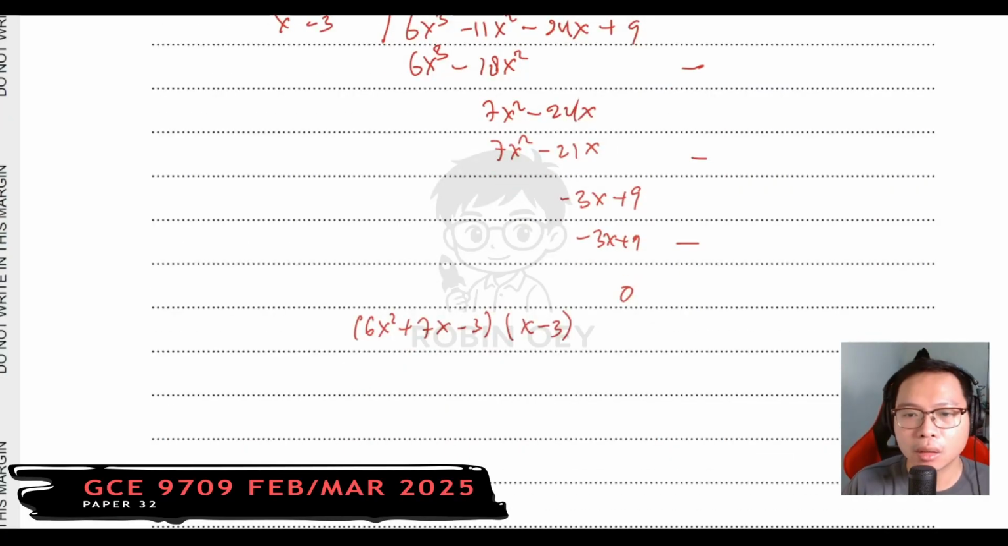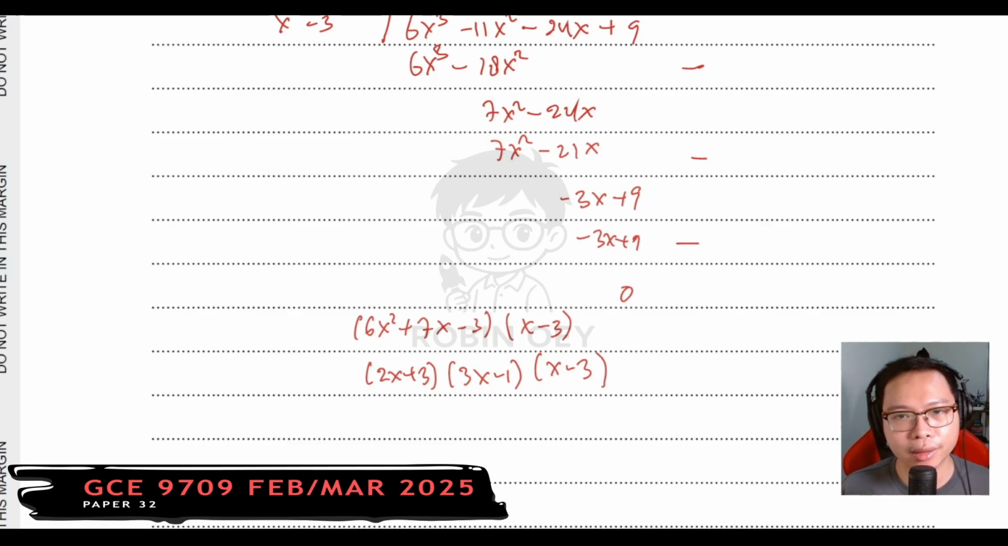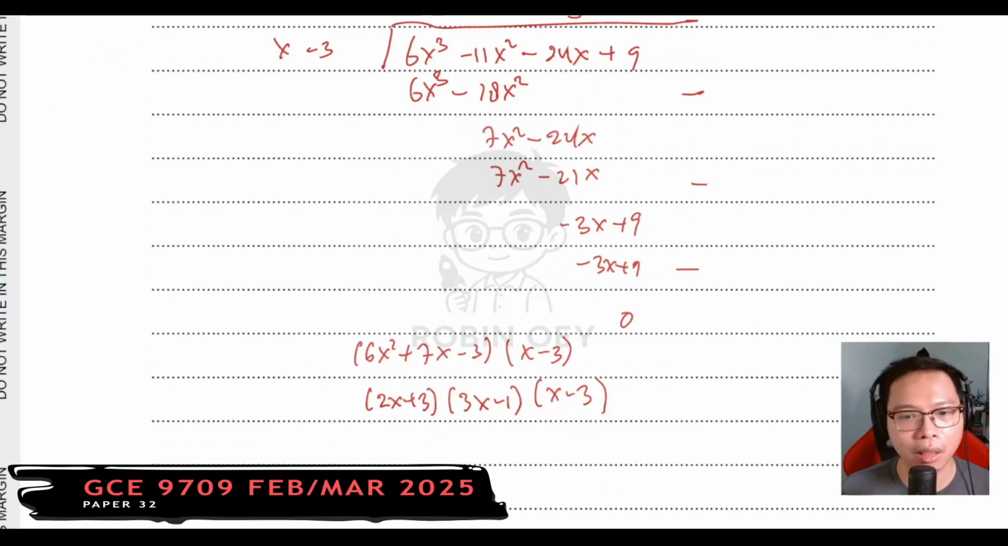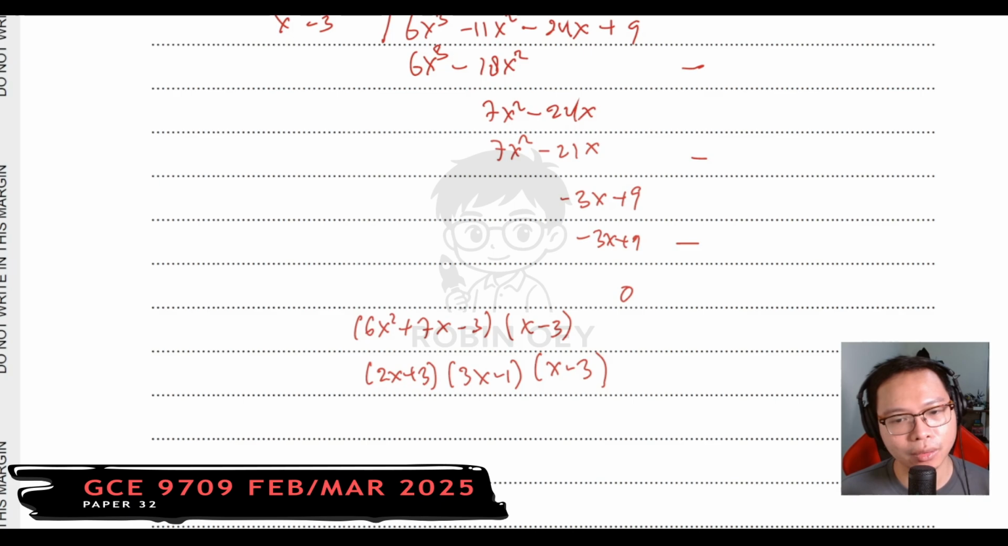Okay, so the next part we just have to factorize 6x squared plus 7x minus 3. That would be 2x plus 3 and 3x minus 1. So we have all three factors. This is the final answer for B: 2x plus 3, 3x minus 1, and x minus 3.